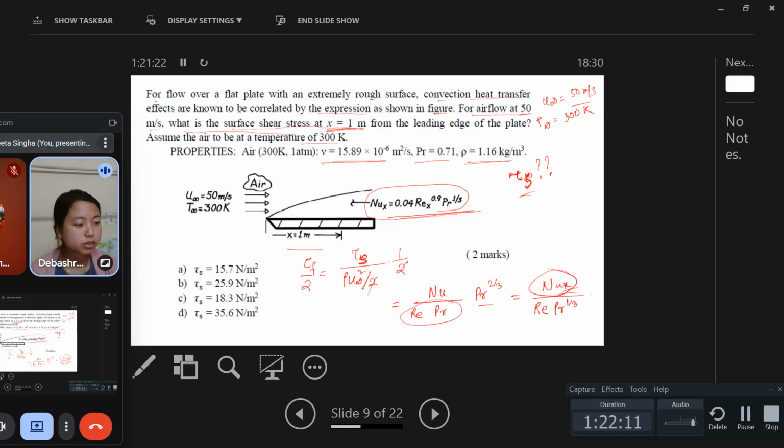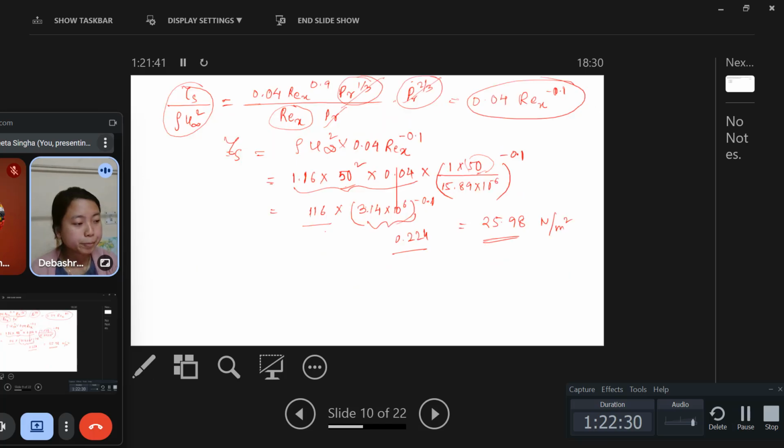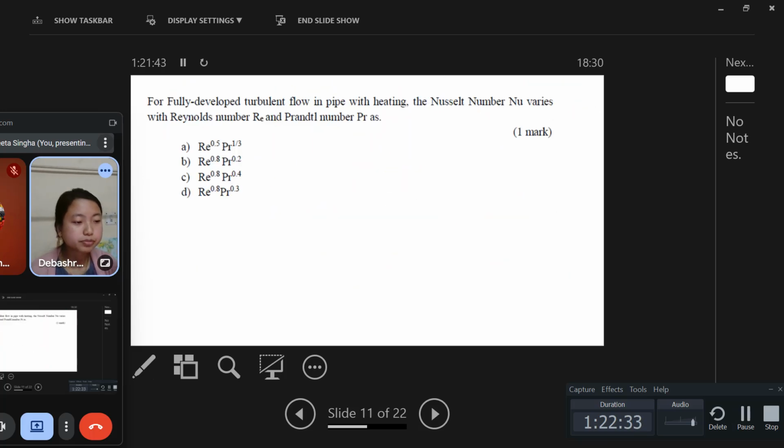So if they ask you to find out Q and all, you can find out the h. Here you don't need to find out the heat transfer coefficient, because Q is not asked here. So anyways, if they ask you to find out Q, then definitely you need to find out what is the heat transfer coefficient.